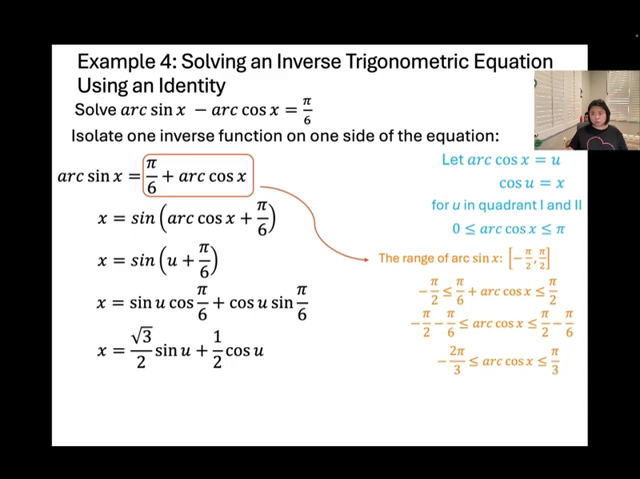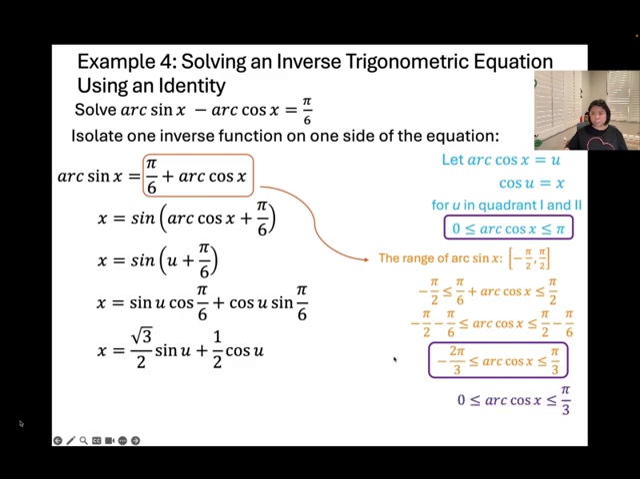So look at here. We have arc cosine x between 0 and pi. And we also have arc cosine x between negative 2 pi over 3 and pi over 3. We're going to combine them together, because they are talking about the same thing, arc cosine x. When we combine them, you should get arc cosine x between 0 and pi over 3, which is going to be quadrant 1 again.